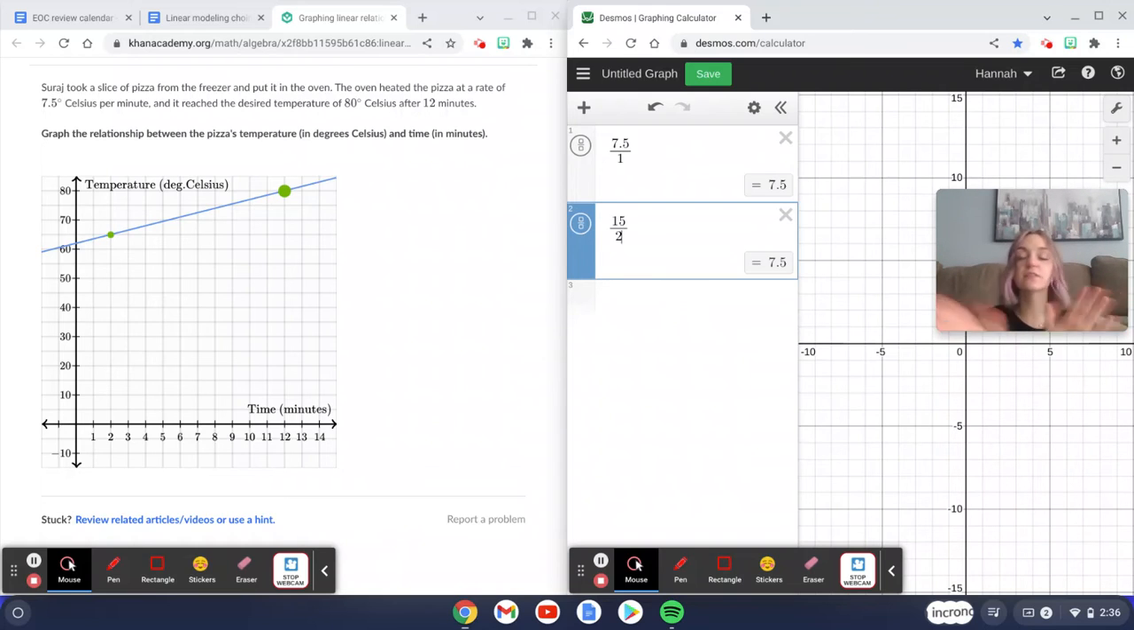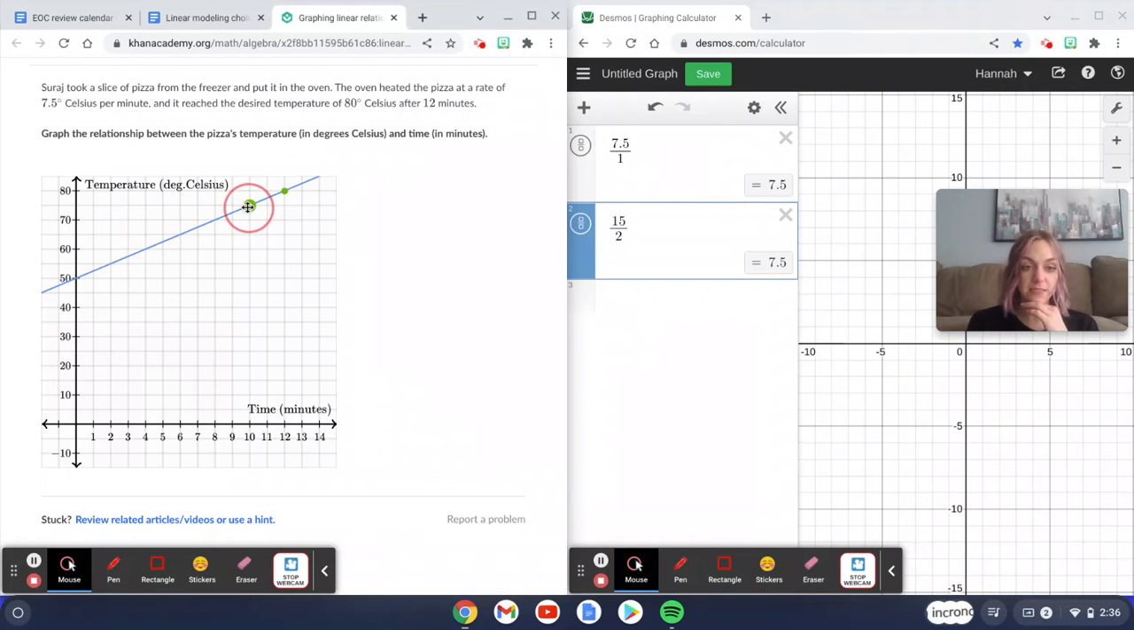I'm going to go, or instead of going over 1 minute, I'm going to go over 2 minutes. So I'm going to be at 10 minutes. And then instead of going down 7.5 degrees, I'm going to go down 15 degrees. So I started here, I went over 1, 2. Now I'm going to drop. So I went down 5. This is 10. This is 15 based on what my intervals are over here.